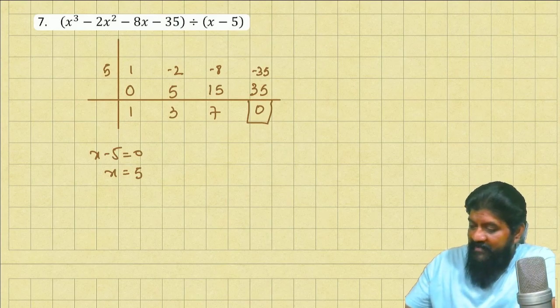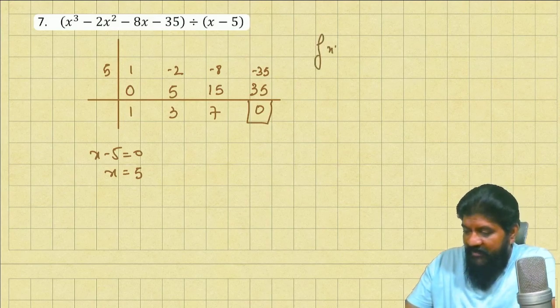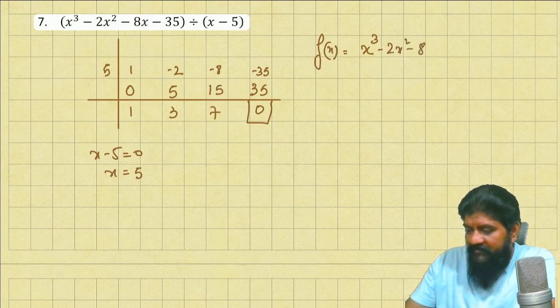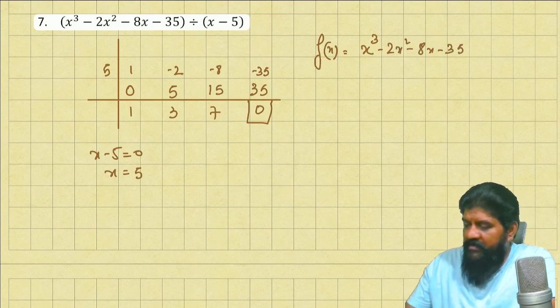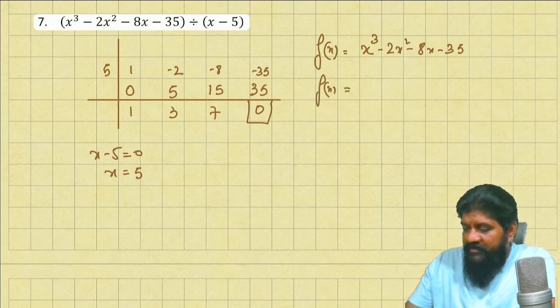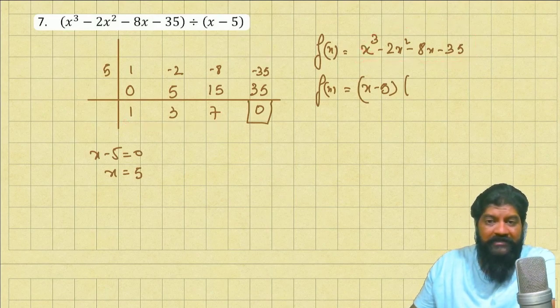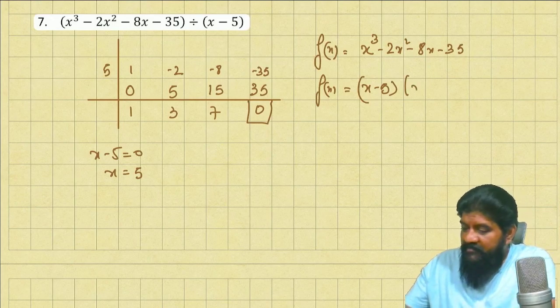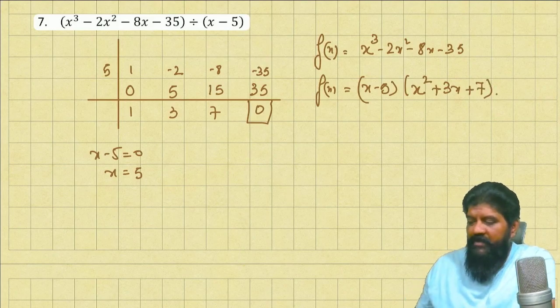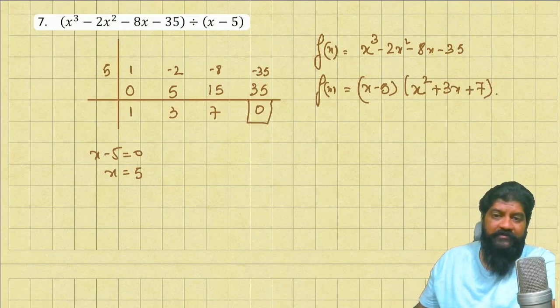And if I'm taking f of x as equal to x cubed minus 2x squared minus 8x minus 35, f of x can now be written as x minus 5, which is one of the factors, multiplied by, this is a cubic equation, and therefore these numbers here are going to be the coefficients of a quadratic equation, which means x squared plus 3x plus 7. And that is the factorization.